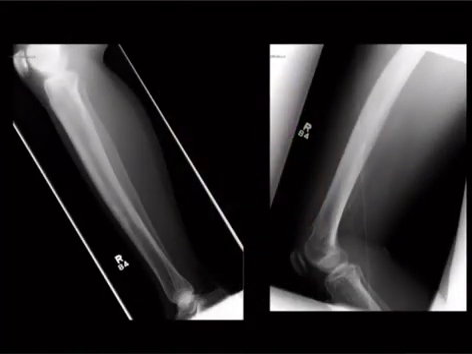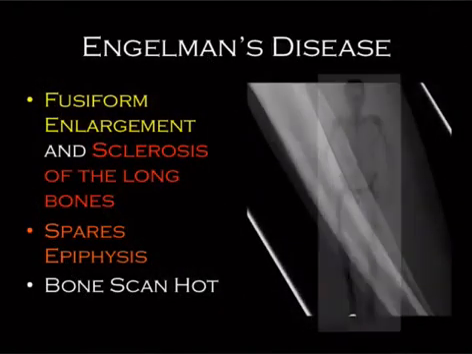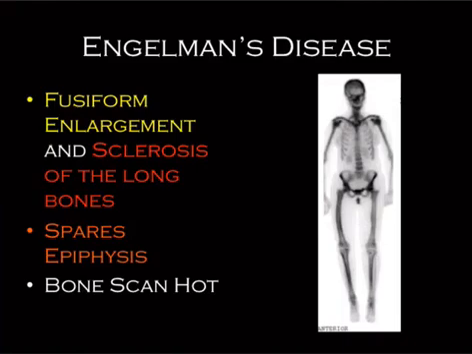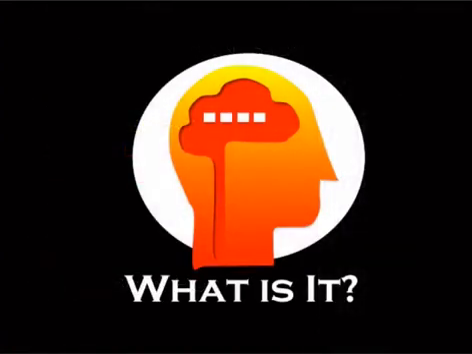All right, next one. Speaking of uncommon things, this is the total zebra. Occasionally will show up in case conference or case books, and basically it's sclerosis and fusiform enlargement of long bones that spares, notice that there's sparing of the epiphysis. Would be hot on a bone scan if you happen to get one. And this is Engelmann syndrome. It's genetic. It's got an autosomal dominant inheritance pattern. That's pretty much all you could possibly ever know about it.